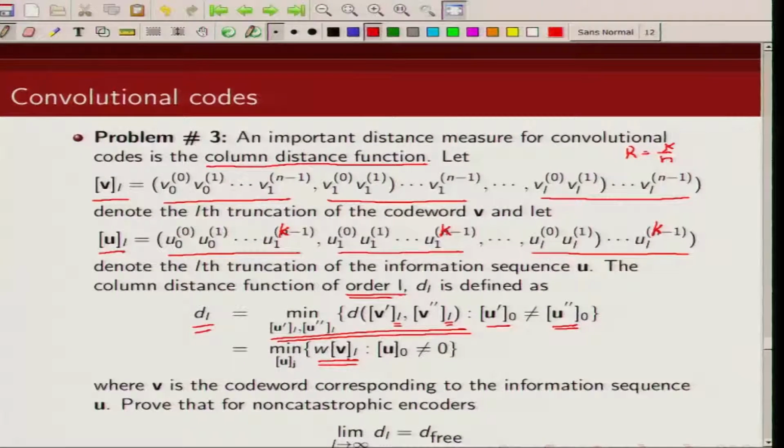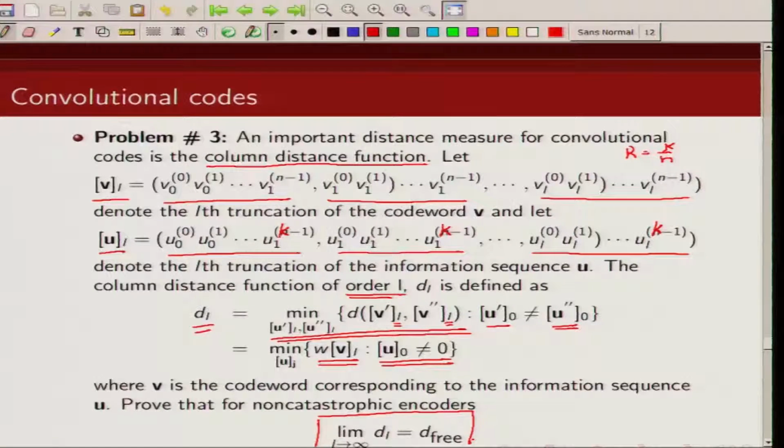the minimum weight of a Lth truncated code word belonging to a non-zero information sequence. So, we can define our column distance function of order L as the minimum weight of the Lth truncated code sequence belonging to a non-zero information sequence. Now, the thing that you have been asked to prove here is to show that as L goes to infinity, this column distance function tends towards the free distance of the convolutional code.